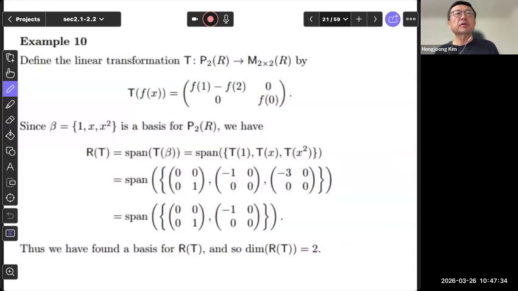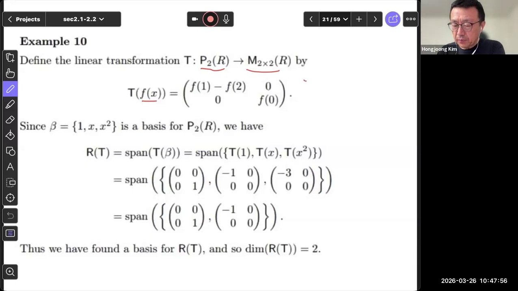So there are some examples. Let us consider the mapping T from the set of polynomials of degree 2 or less to 2 by 2 matrices. Then any polynomial in the space will be mapped to this.